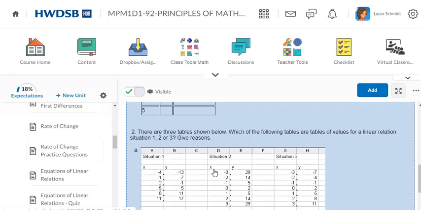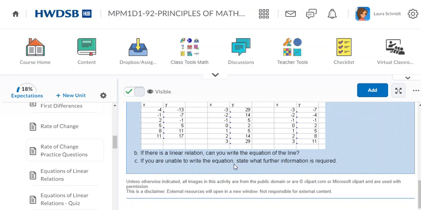And then here I gave you 3 different scenarios, and you have to say which of them are linear relations and give reasons. And if they are linear relations, can you write the equation of the line using the rate of change and the initial value? And if you're not able to, why do you think you're not able to?